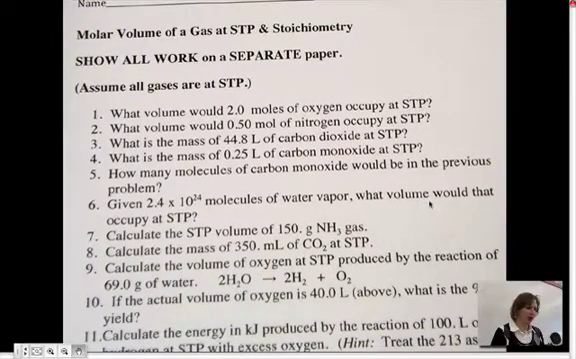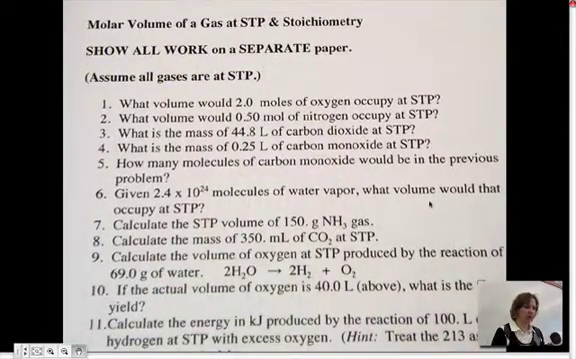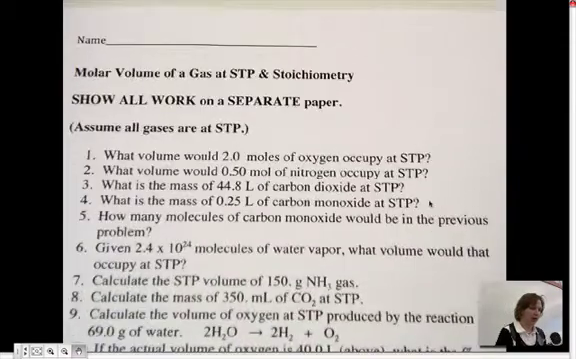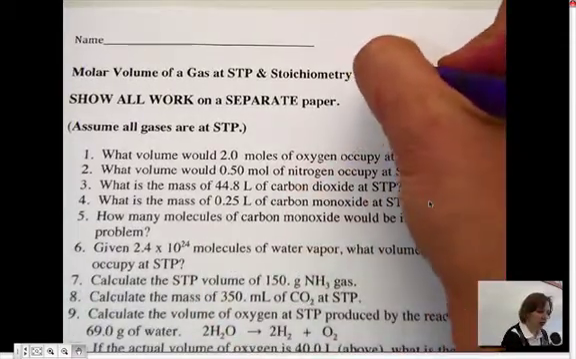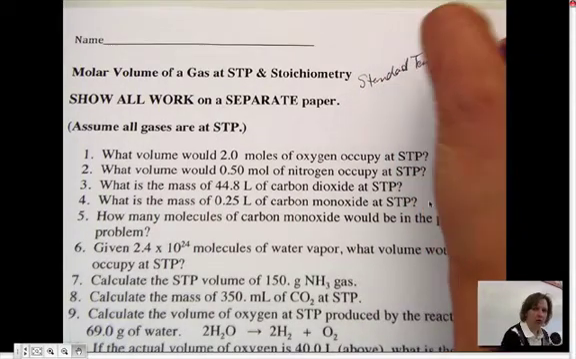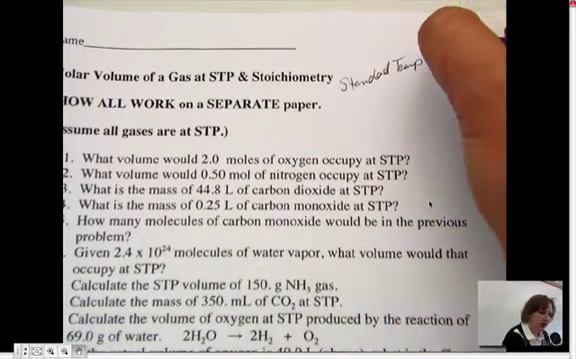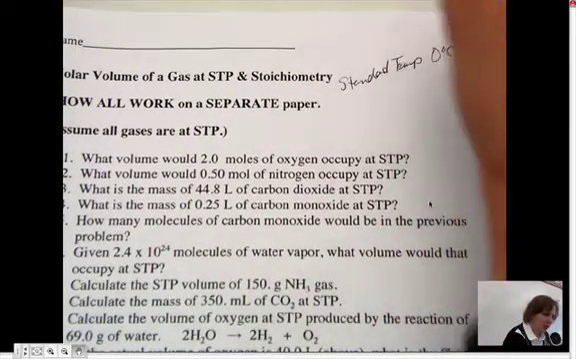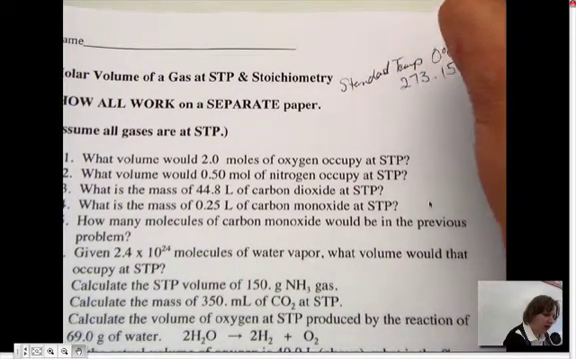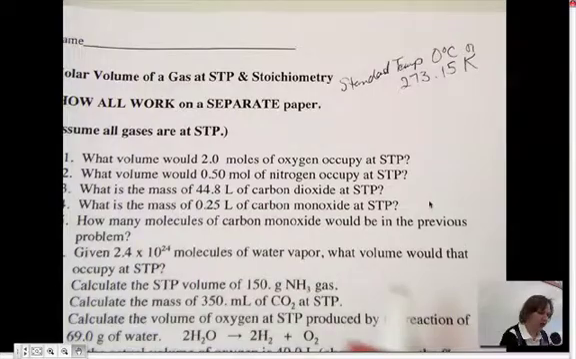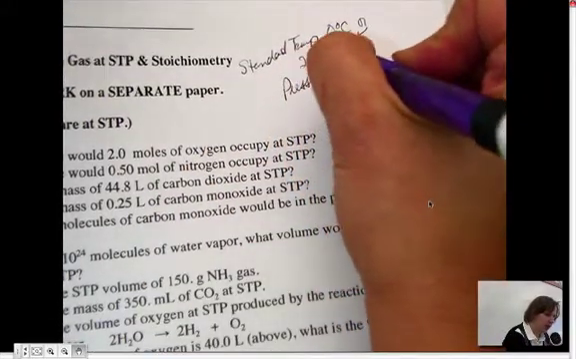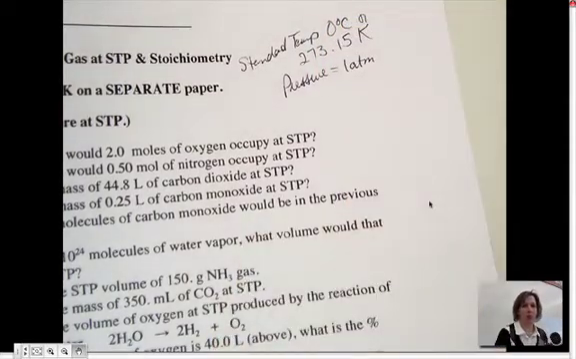Okay, first notice we need to show your work on a separate sheet of paper, and when it says assume all gases are at STP, STP stands for standard temperature and pressure. Standard temperature is 0 degrees Celsius, or 273.15 kelvins. And standard pressure equals 1 atm, or 1 atmosphere of pressure.